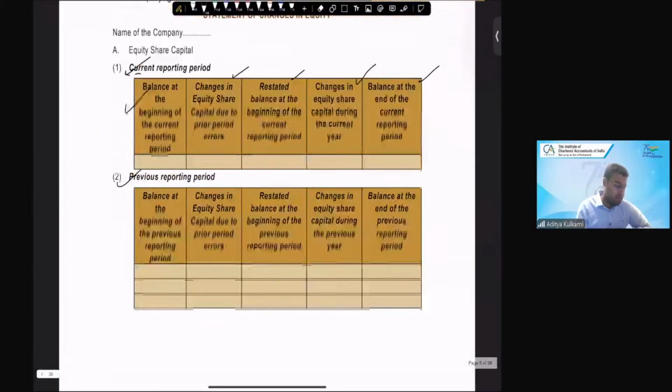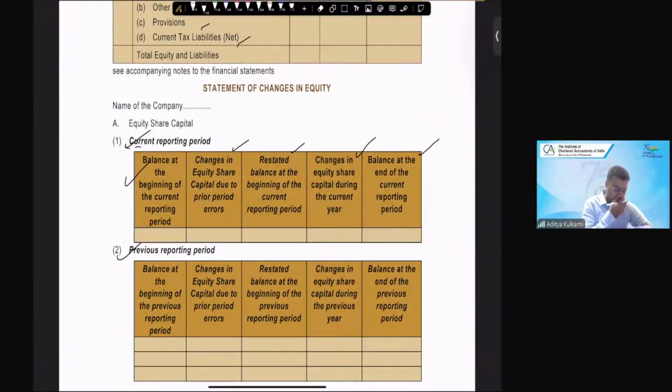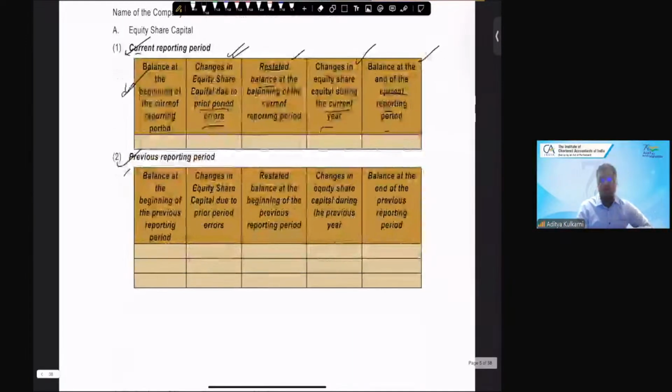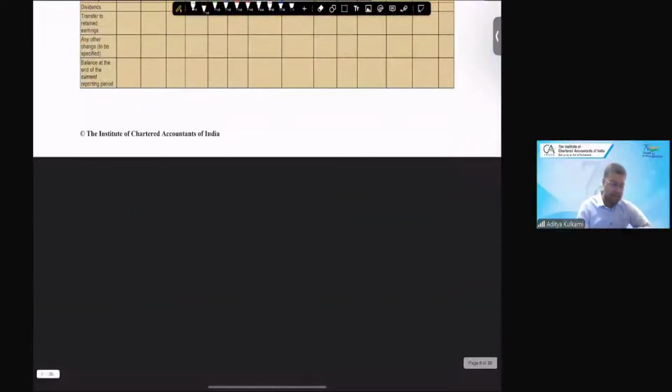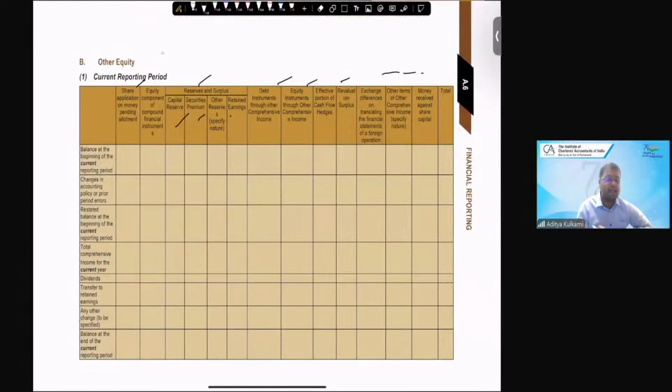Okay. Now, when you look at your changes in equity, you will obviously present the opening balance, whatever change is there due to prior period errors, what is the restated balance, changes in equity capital during the current year, balance at the end of the current reporting period. So you need to do this for the current year as well as for the previous reporting period. This is your changes in equity. Okay. Other equity, these are the broad categories. Of course, you have the freedom to add any additional reserve that you want. You may be having an investment allowance reserve. You may be having certain reserve required under any particular statute. Those reserves can come in as a separate line item.